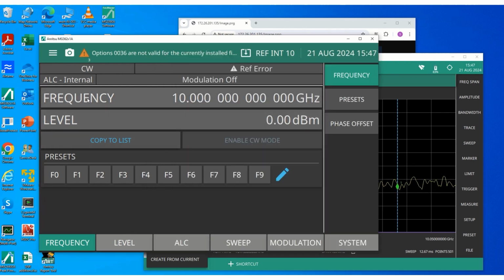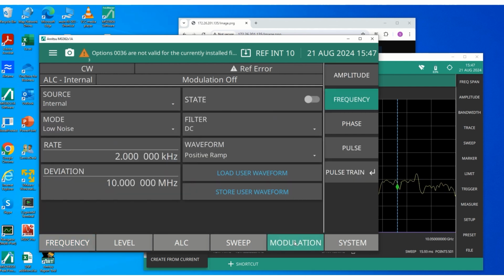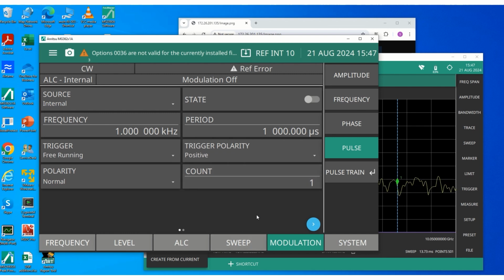So having set the frequency and the level, we'll move on to the modulation section. In the modulations, let's start with the pulse. We will set the pulse period to 1 millisecond, which is 1 kilohertz repetition frequency, and we'll set the count to 1. Pulse count to 1 essentially means that there will be one pulse every PRF period.